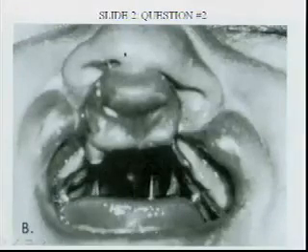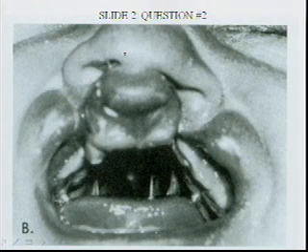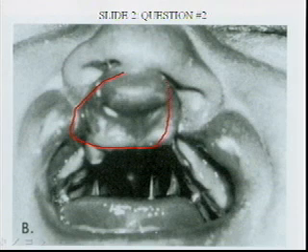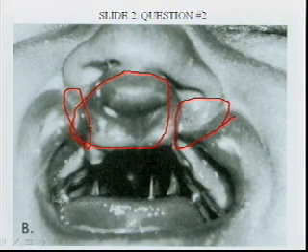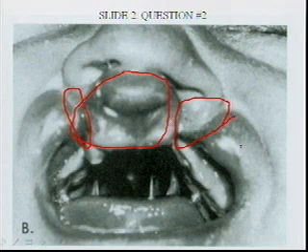Question 2 comes from slide 2. The question for this slide is to identify the specific type of deformity indicated in this figure. Please note this structure in the midline and the defect on the neighboring areas. Identify the specific type of deformity shown on this slide.